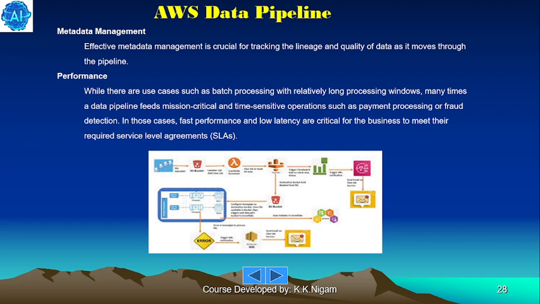Metadata management. Effective metadata management is crucial for tracking the lineage and quality of data as it moves through the pipeline. Performance. While there are use cases such as batch processing with relatively long processing windows, many times a data pipeline feeds mission critical and time sensitive operations such as payment processing or fraud detection. In those cases, fast performance and low latency are critical for the business to meet its required service level agreements (SLAs).